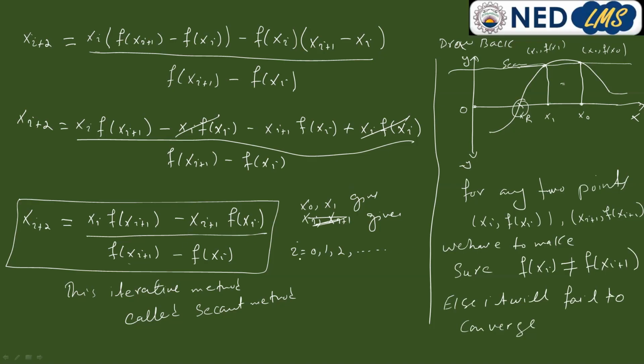But make sure that at any point of iteration, the denominator should not go to 0. That is this one. If the denominator goes to 0 algebraically, this is exactly the same situation explained geometrically here, that the y values at any 2 points xi or xi plus 1 are the same. That's why it goes to 0. Okay, so this is the condition.